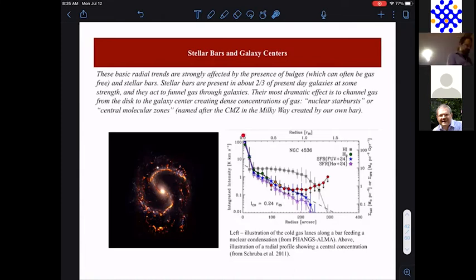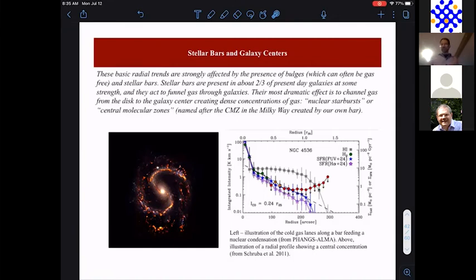You can see a version of this illustrated here on the right. This is another one of these plots that shows, as a function of galactocentric radius, the distribution of different components. And you can see here that in this galaxy, there's a spike in the overall mass and star formation activity at the center of the galaxy. So stellar bars are capable of funneling gas to galaxy centers and creating gas concentrations of star formation activity that lead to nuclear starbursts, or what are sometimes called central molecular zones.